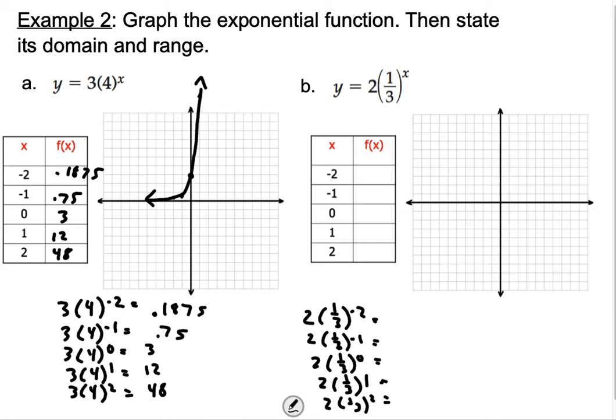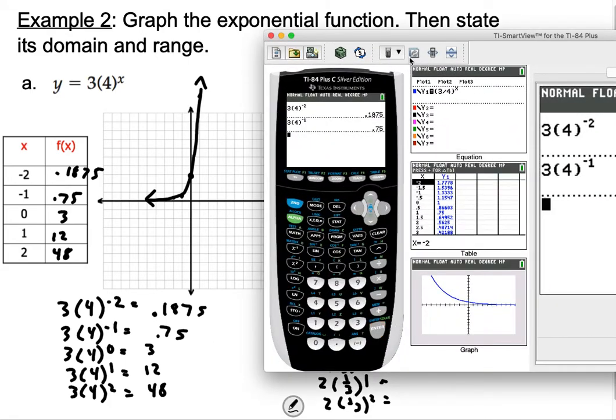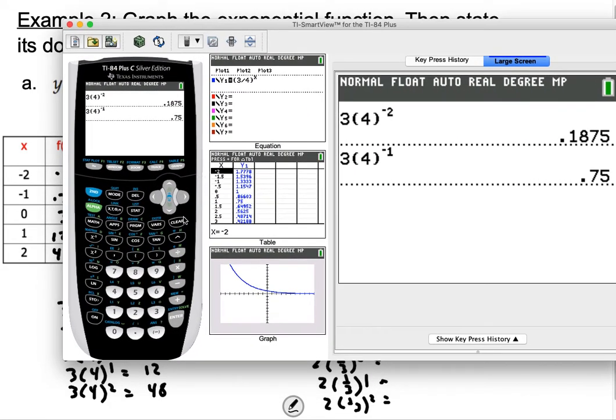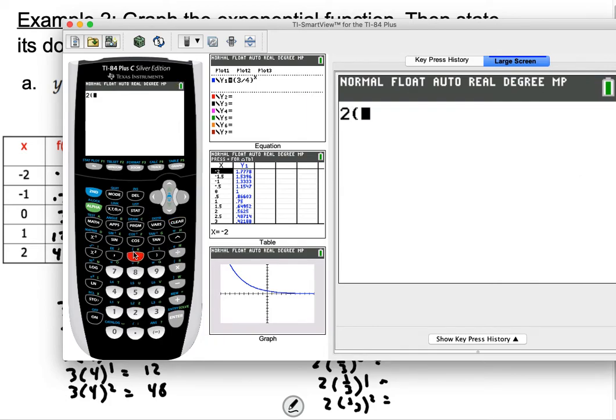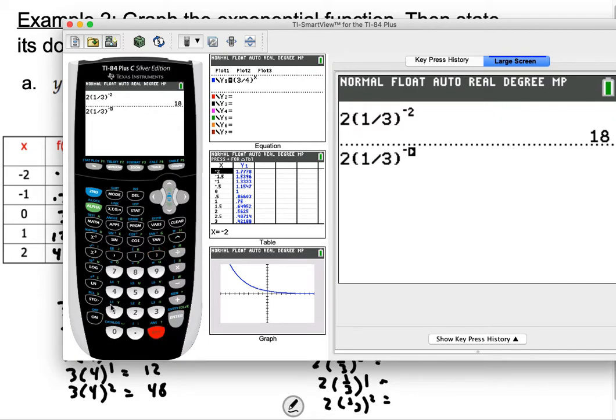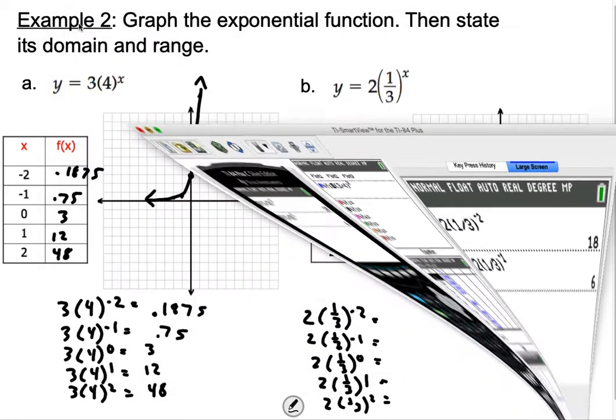So let's put those into our graphing calculator there. So two parentheses 1 divided by 3 caret key -2. We get 18. 2 parentheses 1 divided by 3 parentheses caret key -1, and we get 6. So on and so forth.